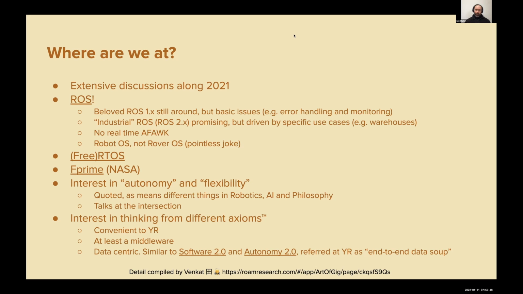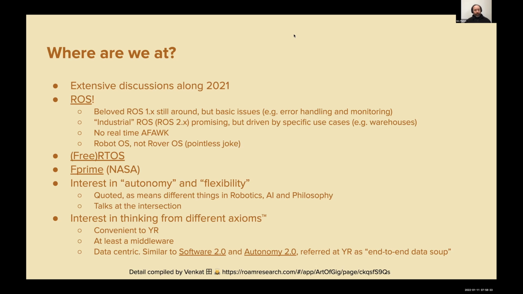But what was clear over the year is that there was an interest in topics like autonomy and flexibility and even reuse, reusability. Autonomy especially is a tricky term, because it means a lot of different things depending on what we're talking about, whether it's robotics, AI, or even philosophy. I chose those three keywords because a lot of the things we're talking about are at the intersection of the three.